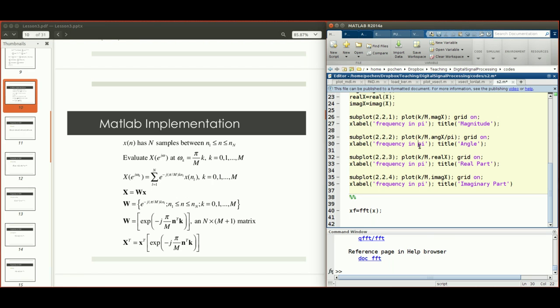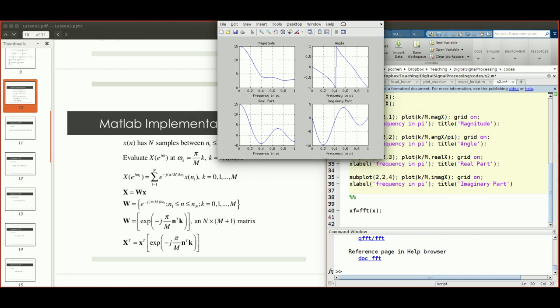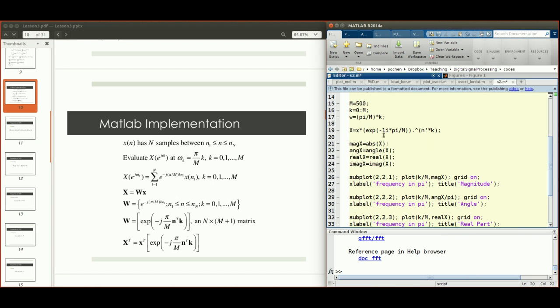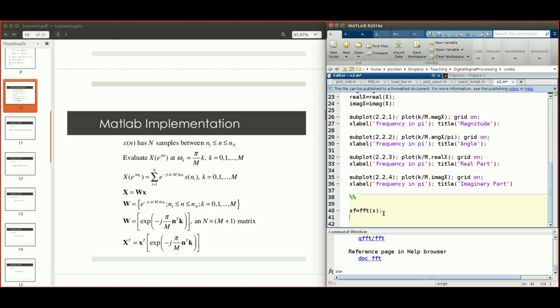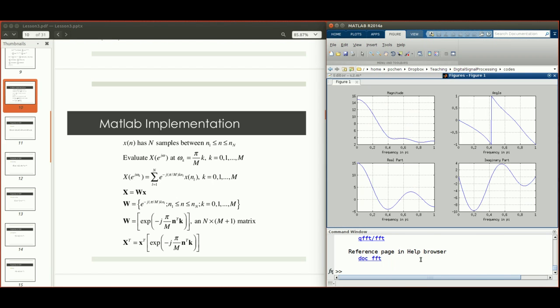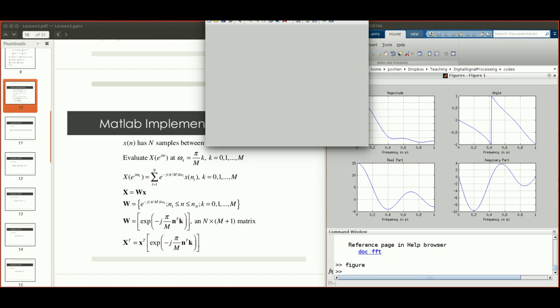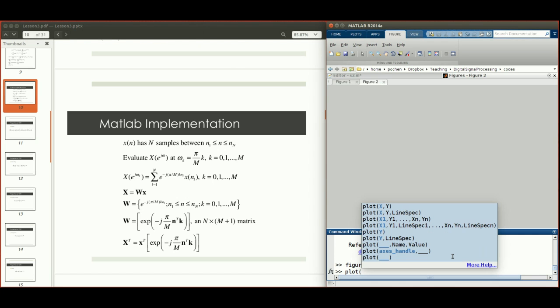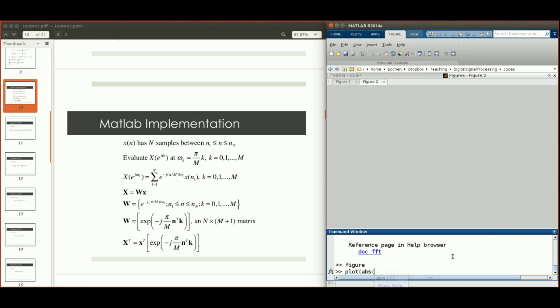But let's look at the figures. So here's the Fourier transform, the magnitude, phase angle, real part, imaginary part generated by our own Fourier transform using this line. Here I'm actually calling the Matlab fft function. Let's give it a try, and then let's make another plot. Maybe let's just plot the amplitude, the magnitude of xf: abs(xf).